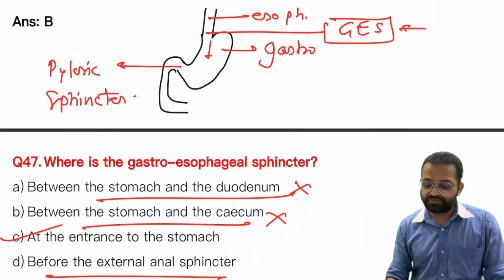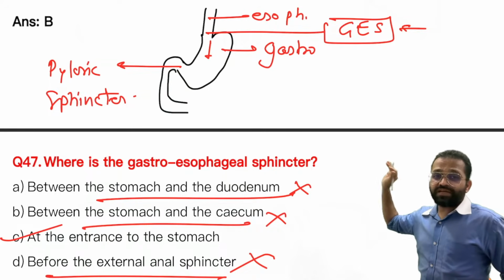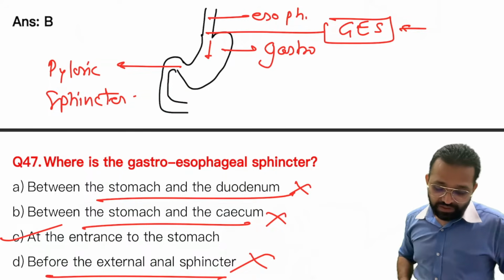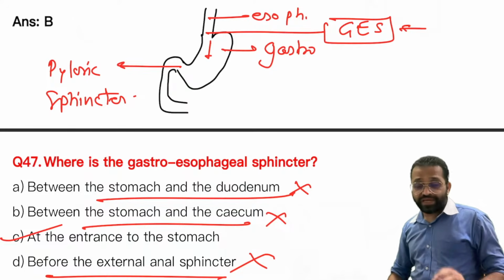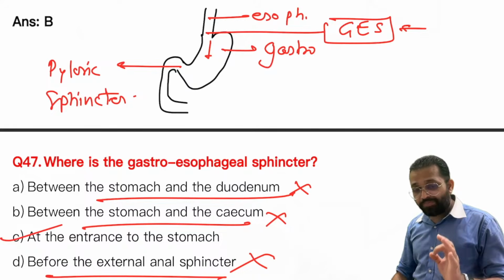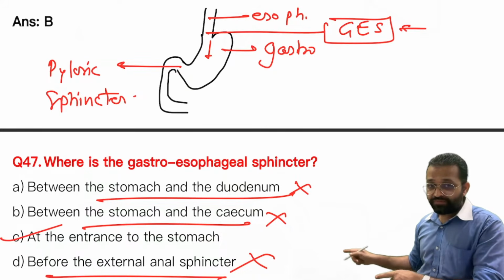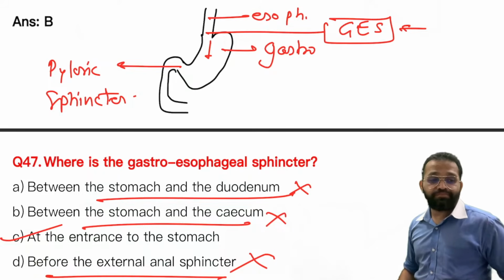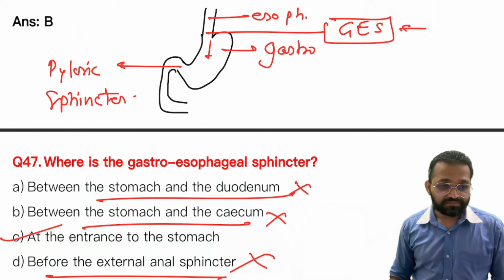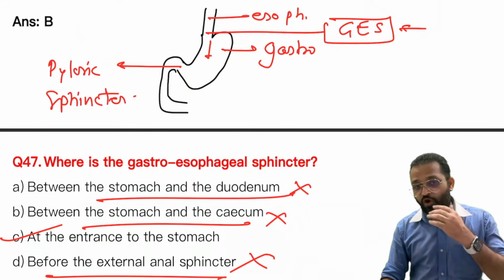Before the external anal sphincter, never. No relation of the anal canal with the stomach and the esophagus structurally. So this is a common sense question. Whenever you are looking at the options, be cool, calm, relax. Exclude the options one by one and opt for the best answer. Yes, perfect, Ankush, we locked the C option.